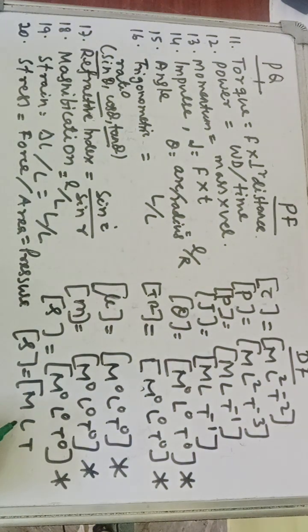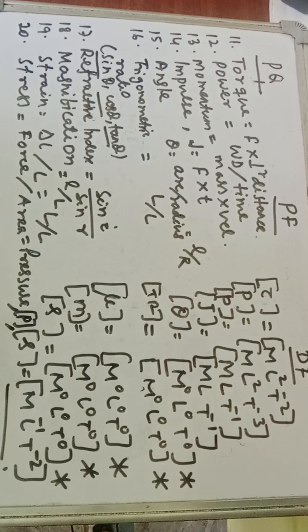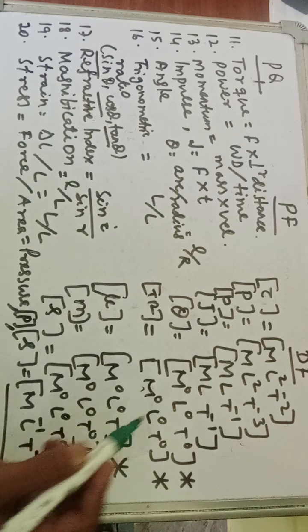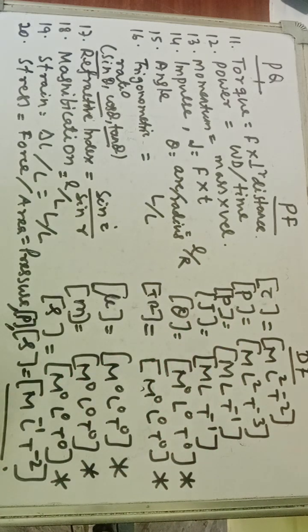MLT^-2, ML^-1. This is the same as for pressure. For stress and for pressure, the unit is the same. That is force upon area, or MLT^-2, the dimension of force, divided by L squared, and it becomes ML^-1T^-2.